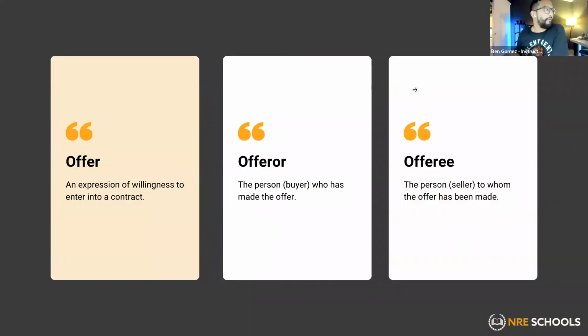More terms. We have an offer. Carla makes an offer on Shantae's house to buy her property. We have the offeror, which is the buyer, the person making the offer, and the offeree, which is the person receiving the offer. Super important concept for your real estate exam and just real estate in general.